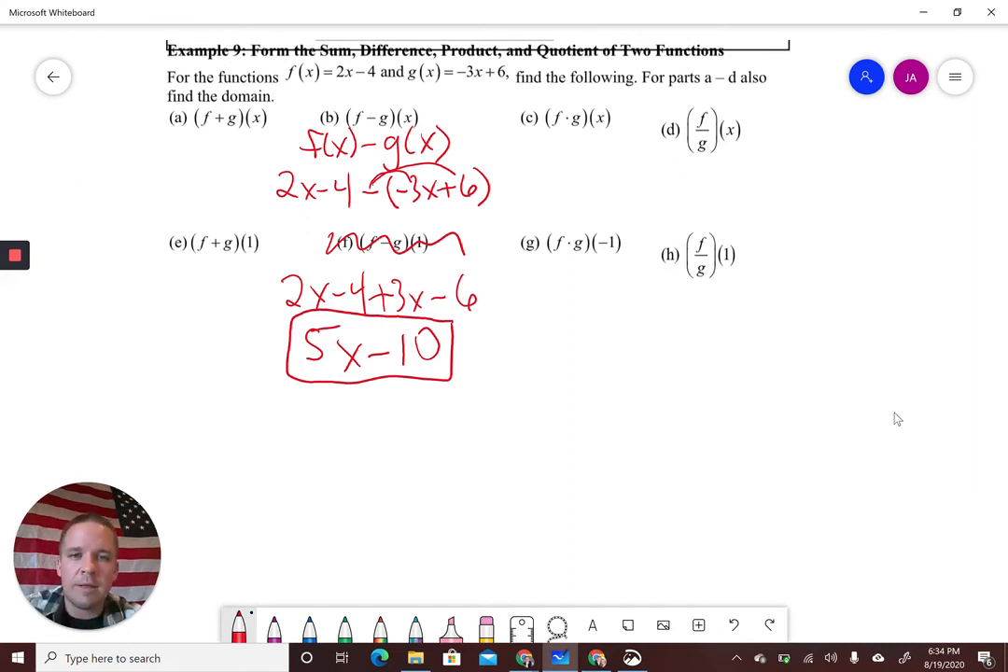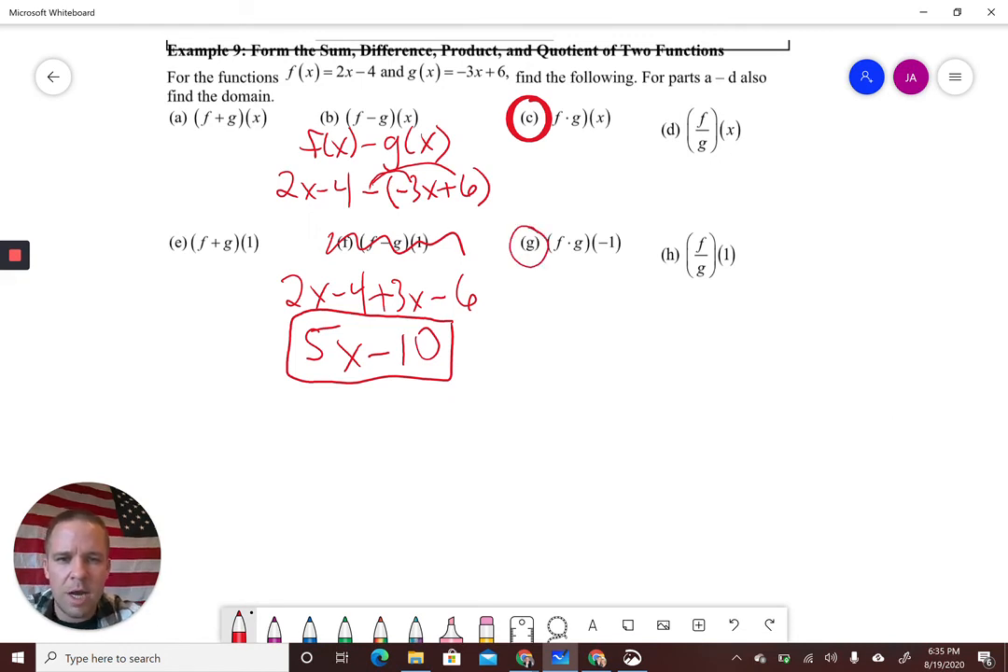All righty. The next one I want to do, or at least talk about here, guys, we're just multiplying the two. You're going to have to FOIL, right? Let's jump down to, how about, let's go with G.